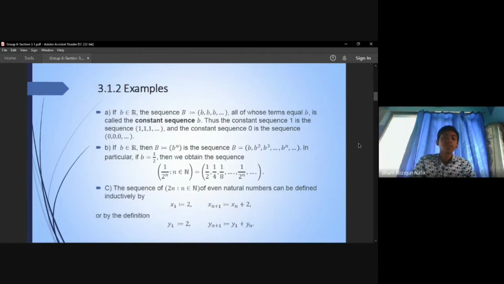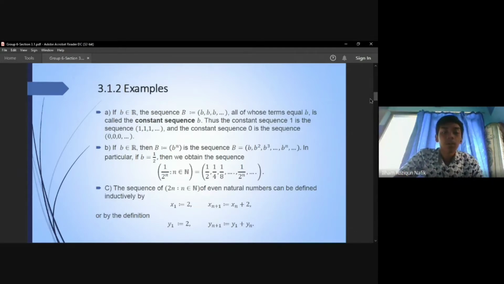In part 3.1.2, there is an example. In point A, if b is an element of the real numbers, the sequence B equals b, b, b, b, b, and so on, all of whose terms equal b, is called the constant sequence b. Thus, the constant sequence 1 is the sequence 1, 1, 1, 1, 1, 1, and so on, and the constant sequence 0 is 0, 0, 0, 0, and so on.